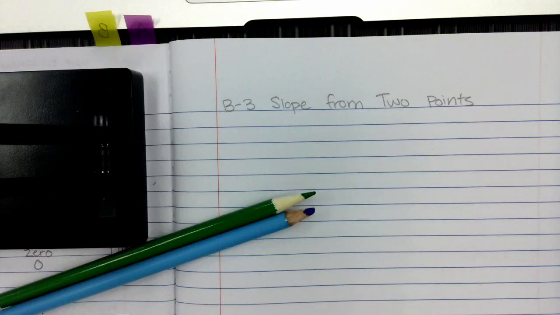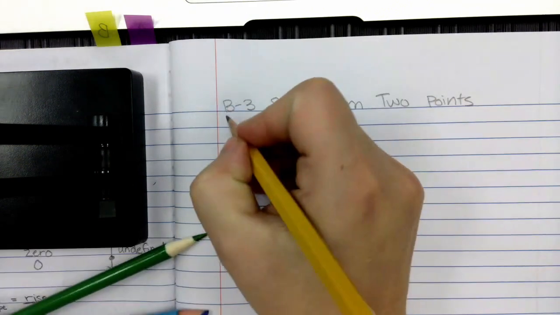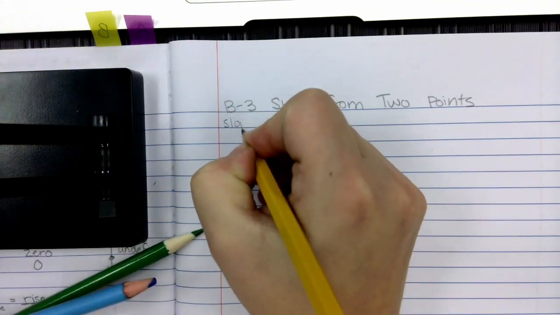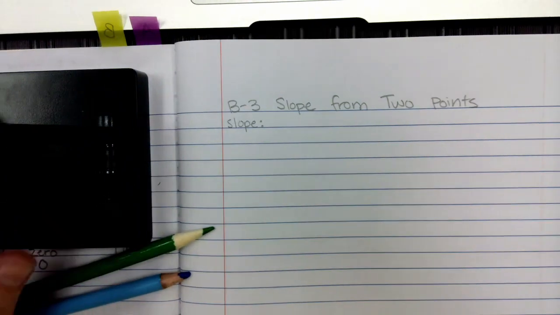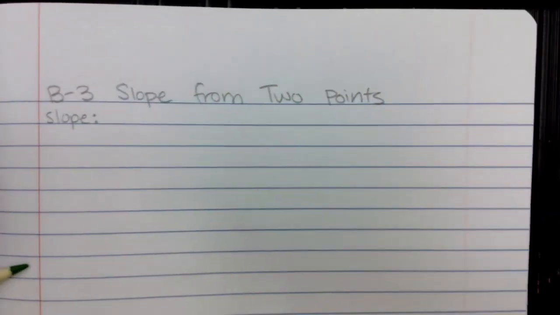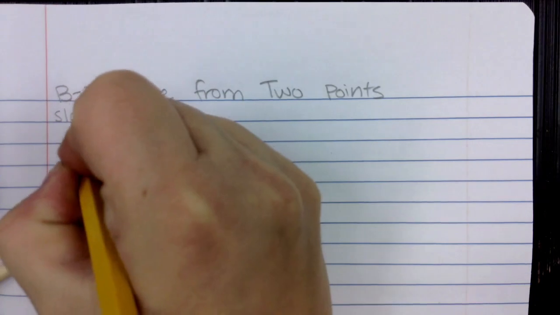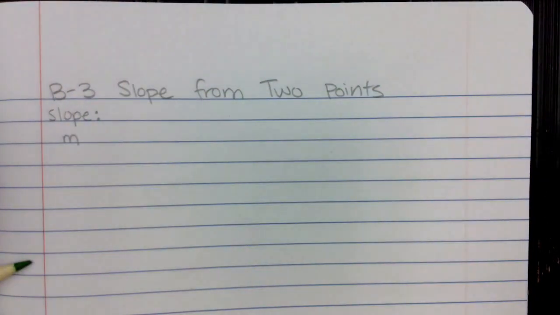Slope. What does slope tell us? What's the letter for slope? M. Good, so slope is M. And it's measuring the distance from point to point.